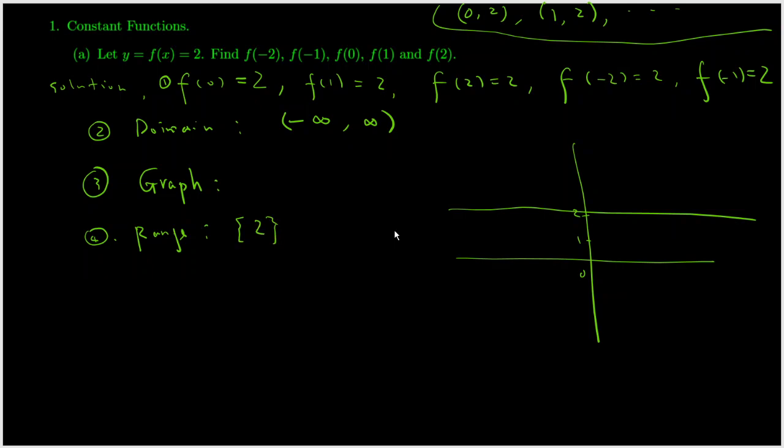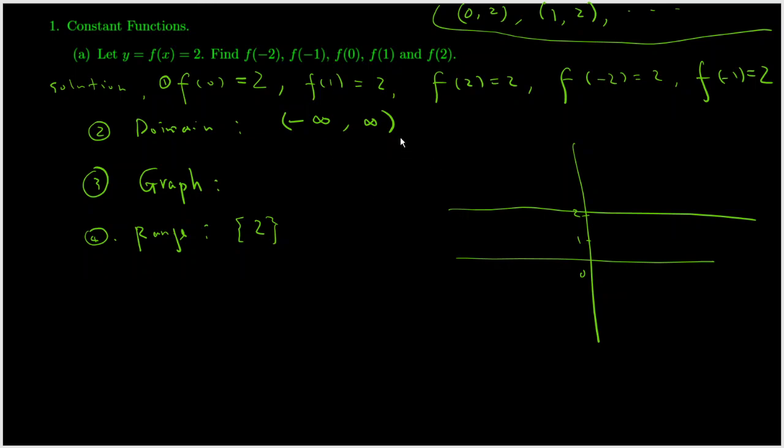You enclose 2 in curved brackets. This is the set consisting of only one number. The number is 2. I want to repeat. On the screen you have the set consisting of only one number. The number is 2. So the range is the set consisting of only a single number. You see that from the graph, right? For all the points on the graph, the y coordinate is the same, right? The range is the set consisting of all the y values.